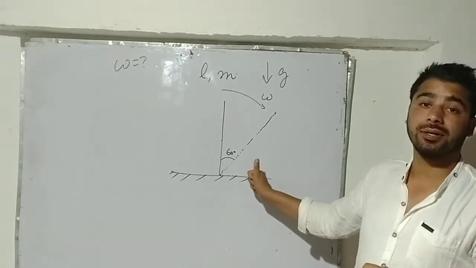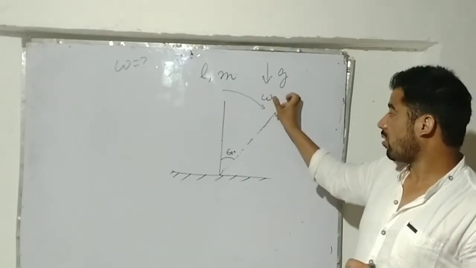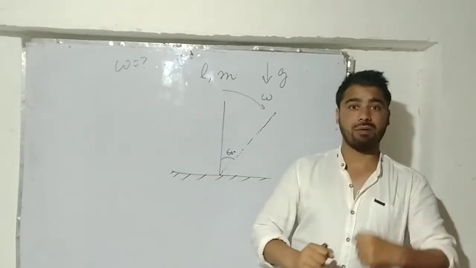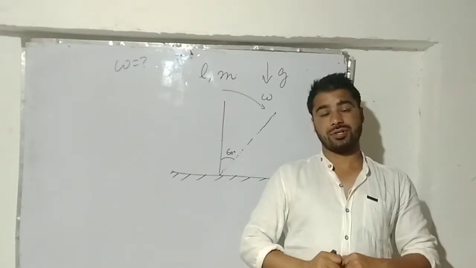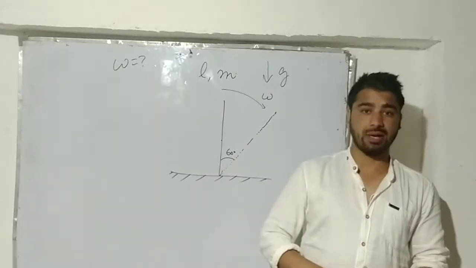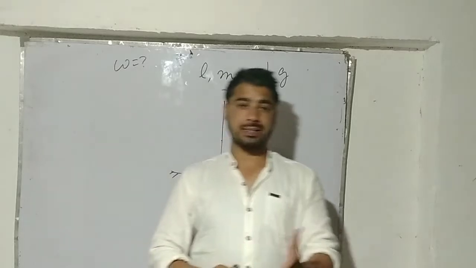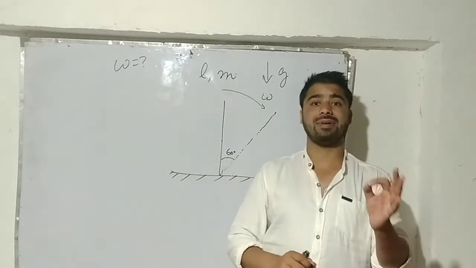Total energy will be conserved here. Why so? Because the rod falls under the gravity force, which is a typical example of a conservative force. Under a conservative force field, total energy will be conserved.